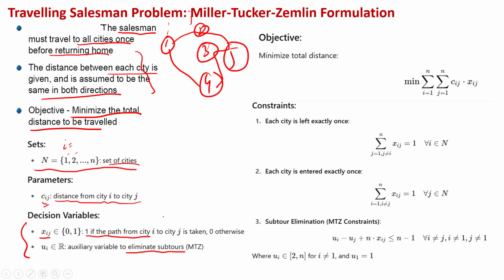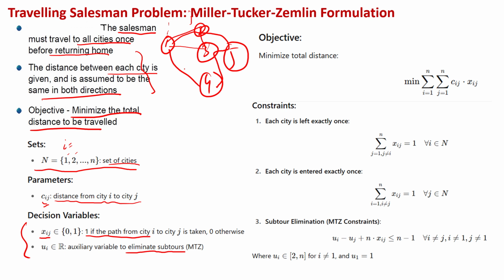So what is the meaning of a subtour? That means if I am going from 1 to 2 to 3, and then moving back towards 1, this is a subtour. The condition is that the person must travel to all the cities at least once, and then back to home. So all the cities once and then back to home. There should be no subtour among those cities, right? So we would like to eliminate those subtours.